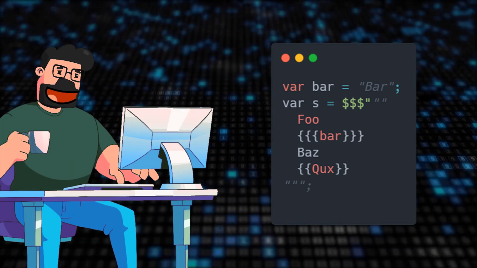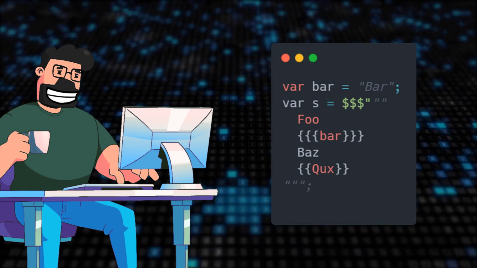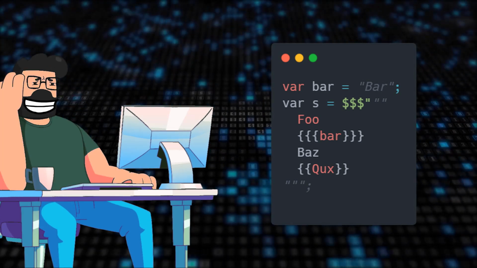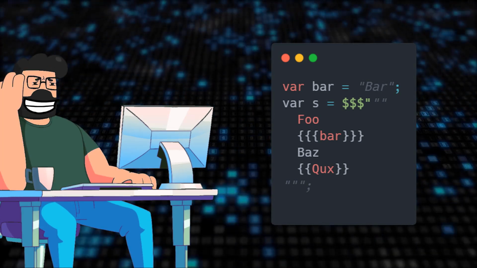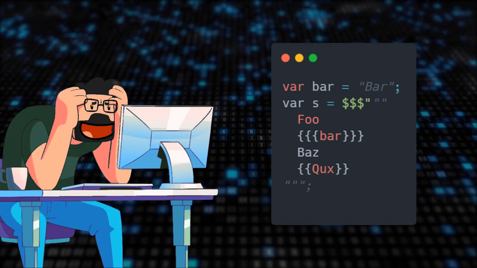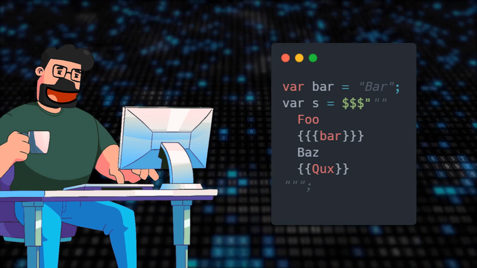Remember, the key revelation here is that the count of the leading dollar signs and interpolation braces must match up perfectly. So, to include verbatim substrings such as braces while still utilizing interpolation, the magic formula lies in using $$ alongside double braces. It might sound a bit quirky, but it's the secret sauce that makes everything fall into place.